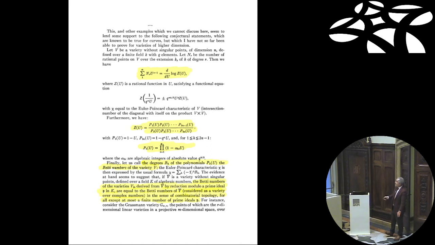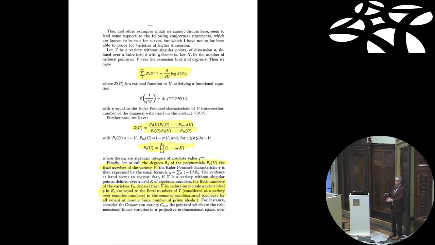And here is the key. The evidence at hand seems to suggest that if you have a variety without singular point over a field of algebraic numbers, say Q, the Betti numbers of the variety derived by reduction modulo P or Q are equal to the Betti numbers of the variety over the complex numbers in the sense of combinatorial topology for almost all P's. So what I explained to you is a very special case of things which were envisioned by André Weil at the end of the 40s.